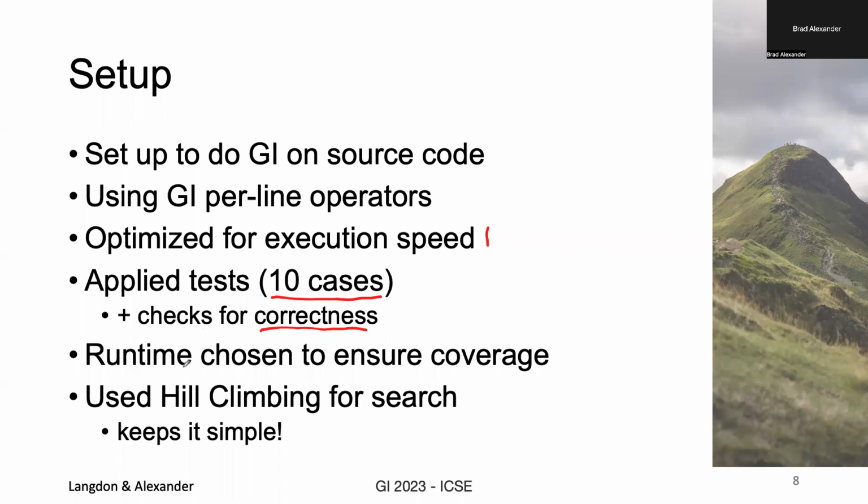Now the runtime for each of the optimizations is chosen just to ensure coverage. So we use essentially a coupon collector argument where we try to assess how many mutations we would need to ensure that every line has been touched at least once, at least with high probability. And so that means that we have a much longer runtime for H3 than we do for OLC, because H3 is a lot larger. And as I mentioned before, we use hill climbing for search, not because it's fundamentally powerful, but because it's been shown to work in the past and it keeps things very simple.